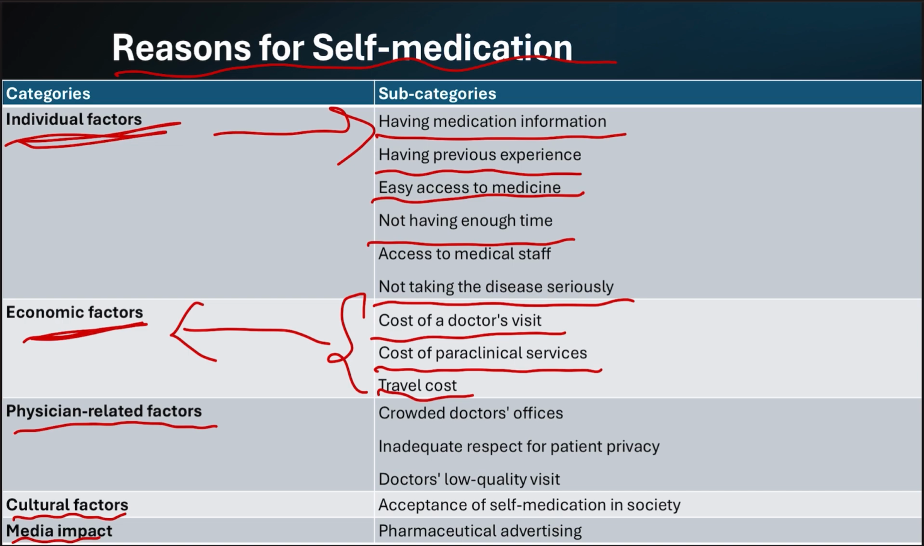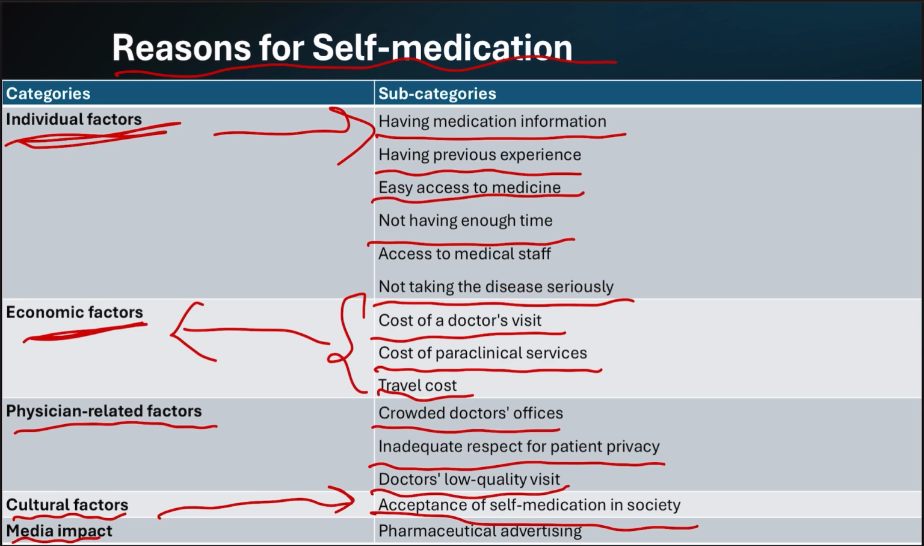Then physician-related factors. Suppose the clinic is crowded, in that case individuals will not prefer to go there and consult the doctor. Suppose the doctor has inadequate respect for the patient's privacy and provides low quality treatment, in that case individuals will try to self-medicate themselves. Then coming to the cultural factors, that is basically the acceptance of self-medication in the society.